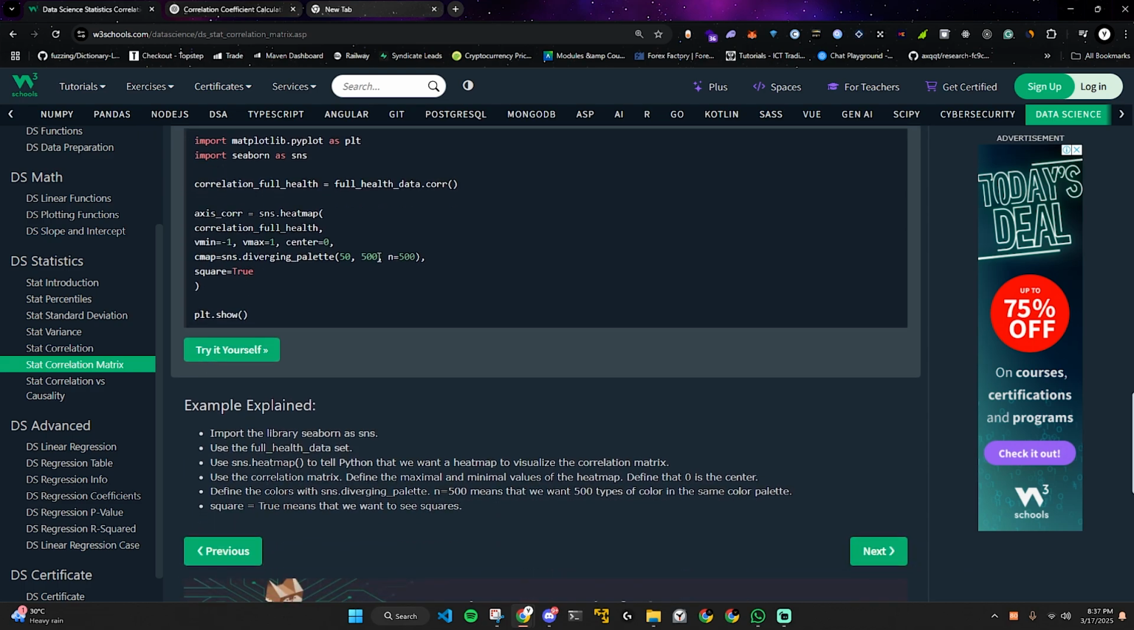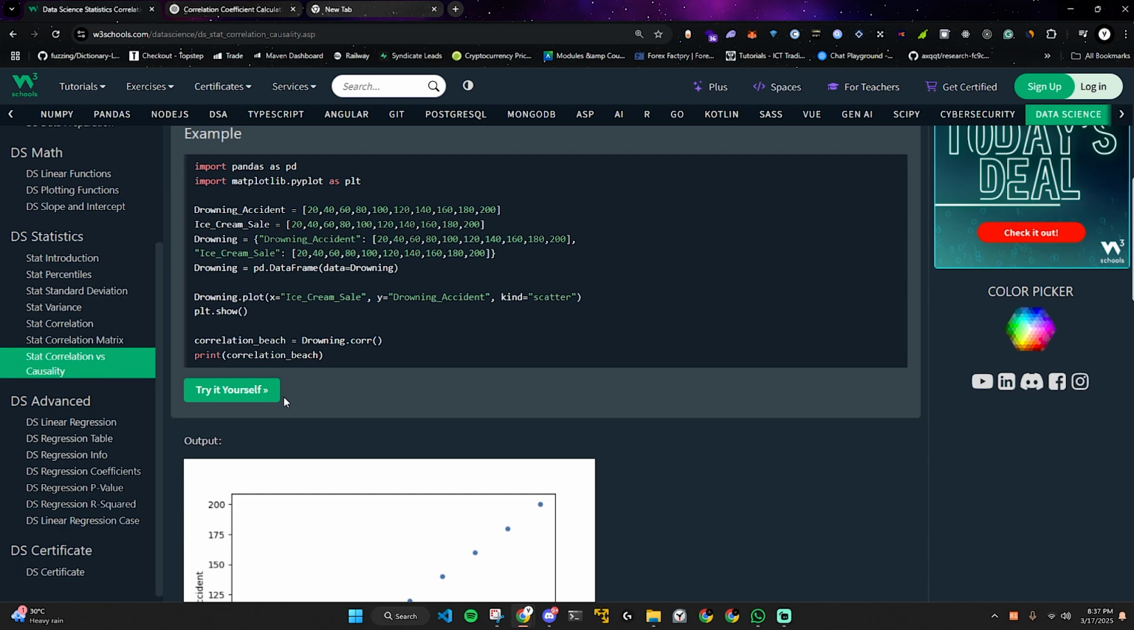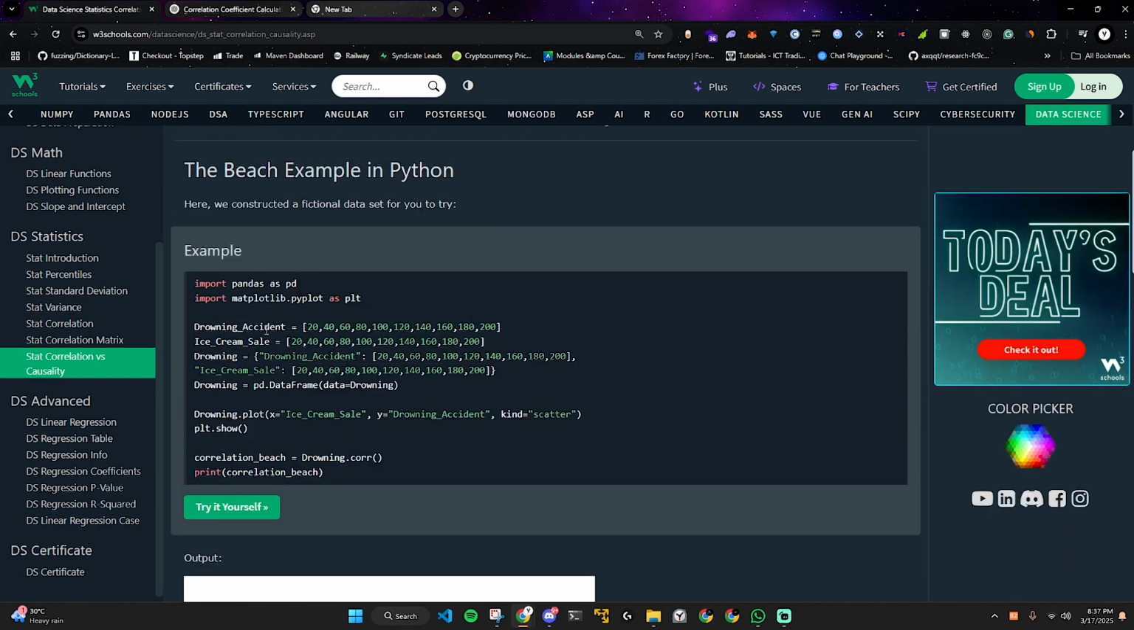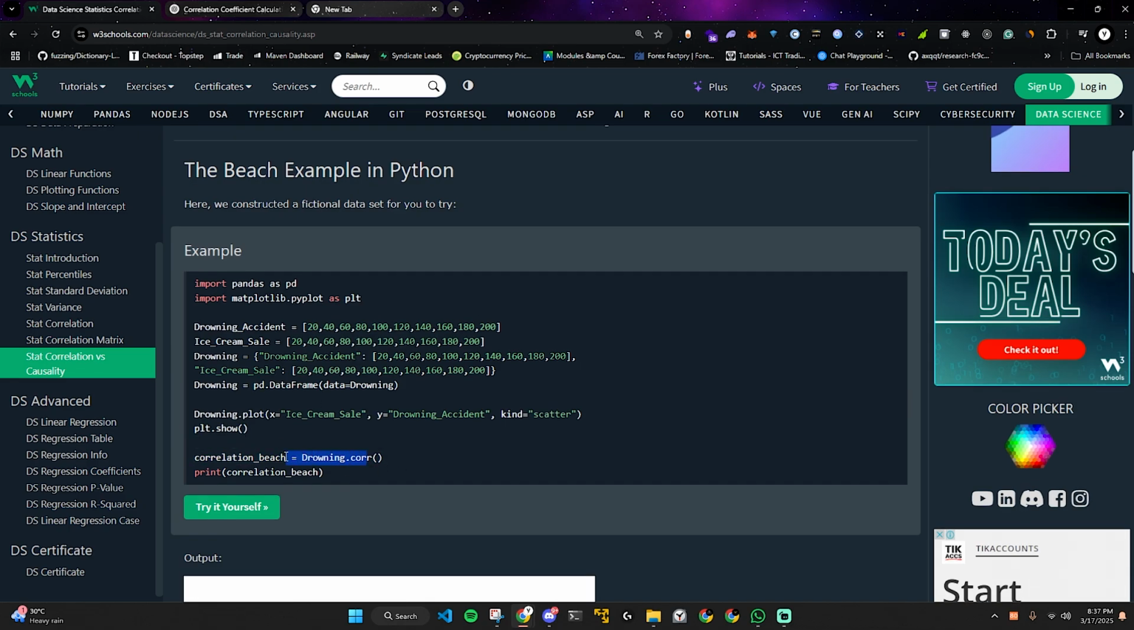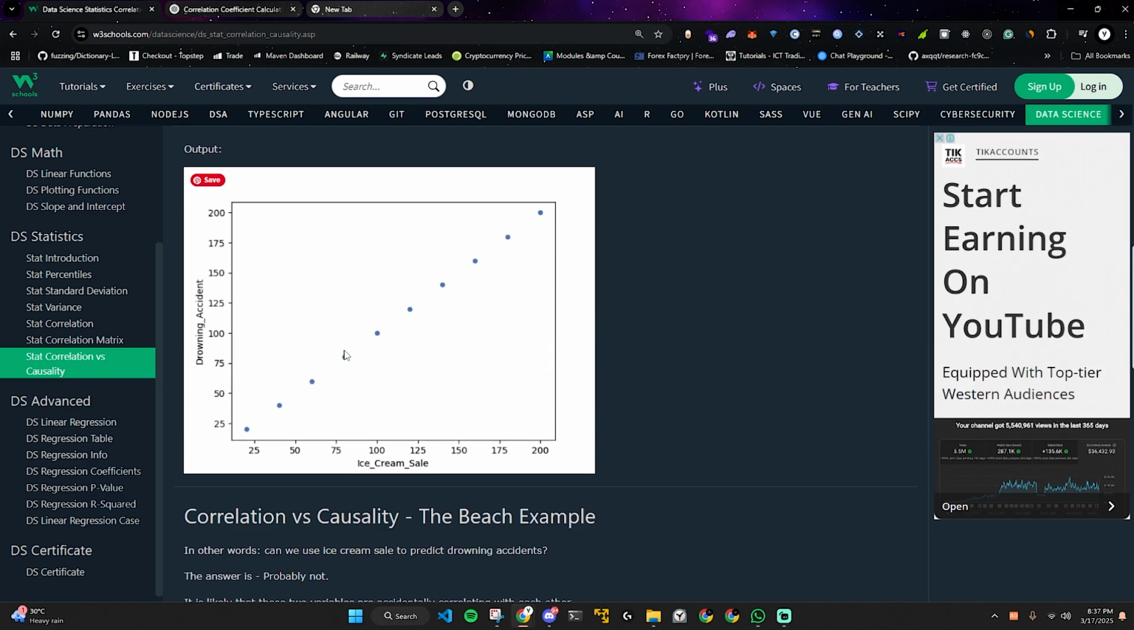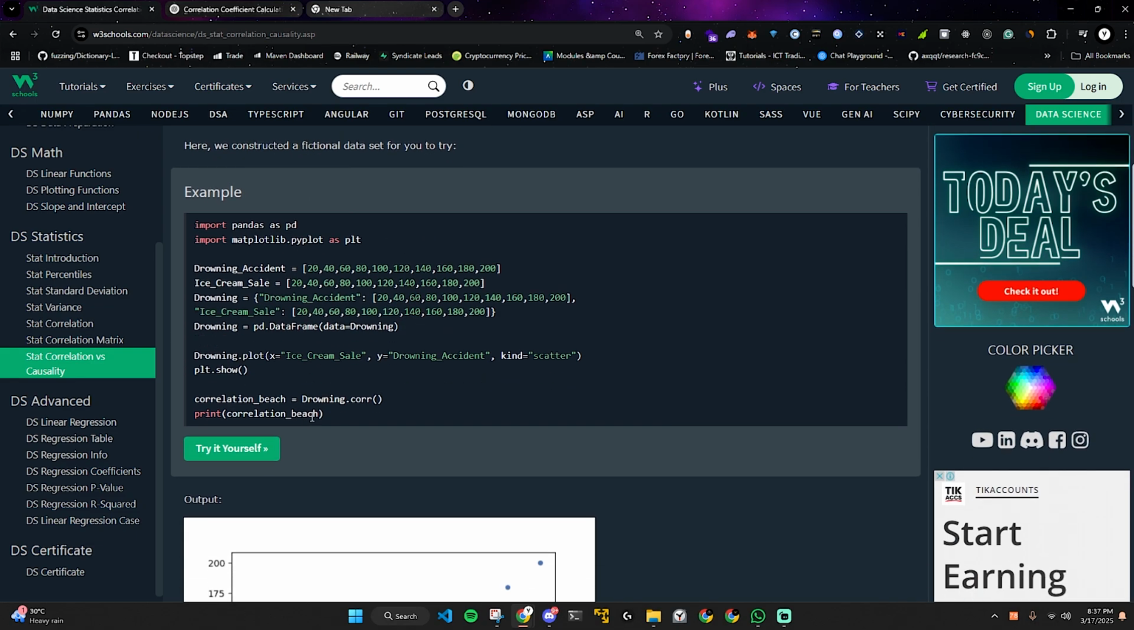So let's see what else do we have. Causality. So this is the scatter plot. Obviously, it's just to plot that. So this is just to simplify things and to find the correlation between the two. We use this method right here. It seems to be coming from pandas itself.